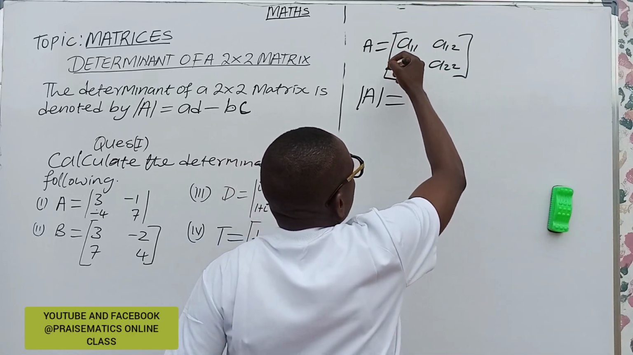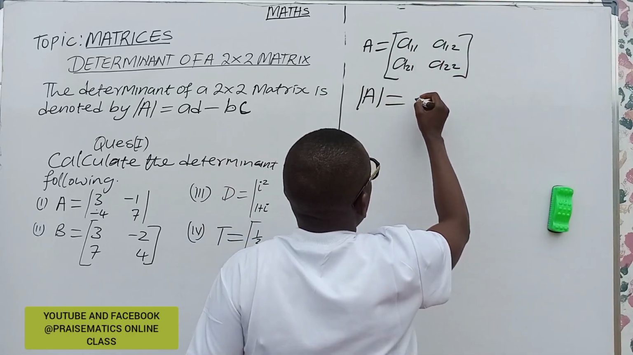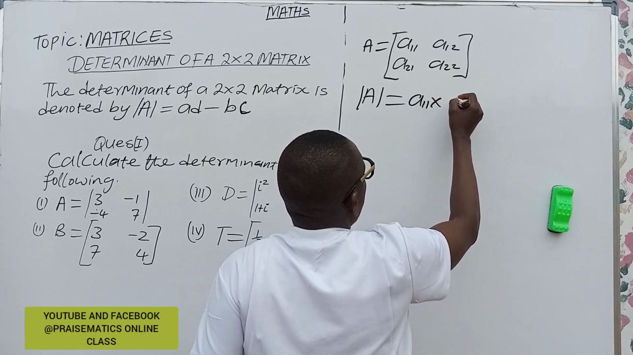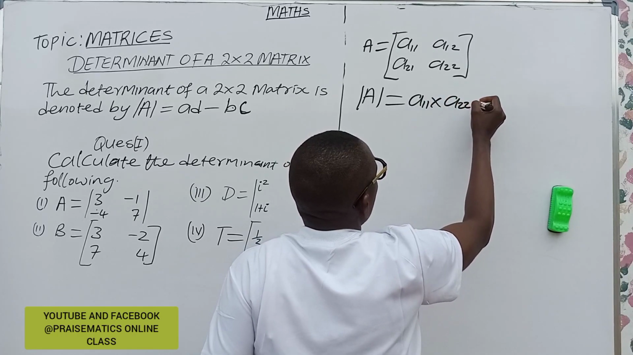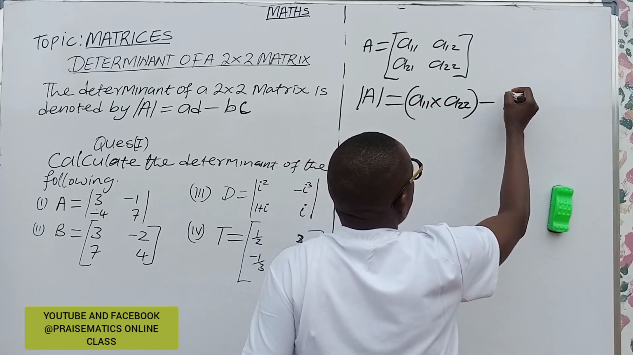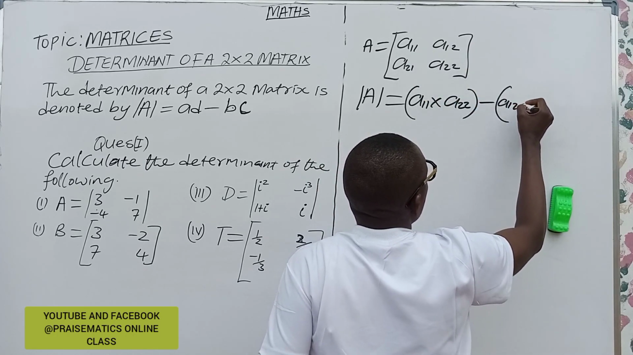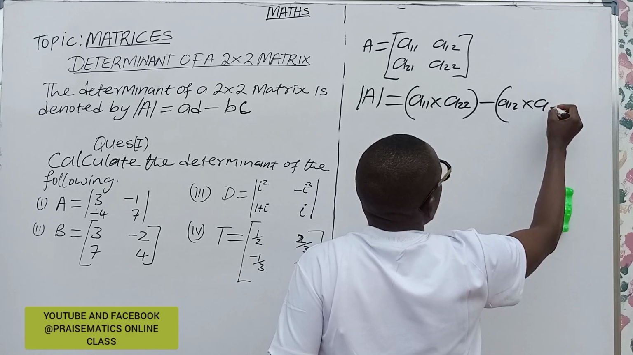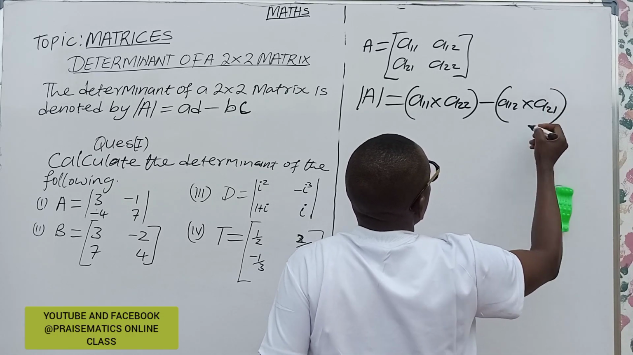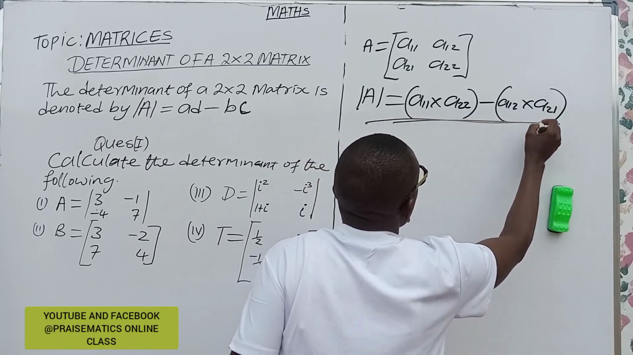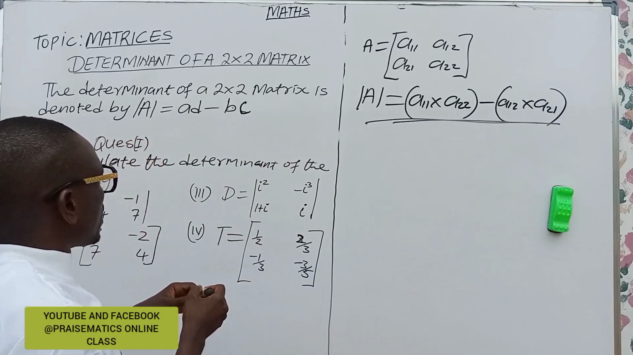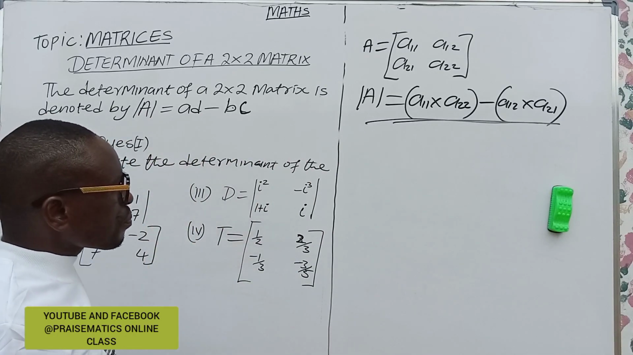Right times minus left. So which is now a11 multiplied by a22, bracket close, minus a12 multiplied by a21, close it, and that is how to do it. That is the determinant of a matrix. That is how we get this formula.